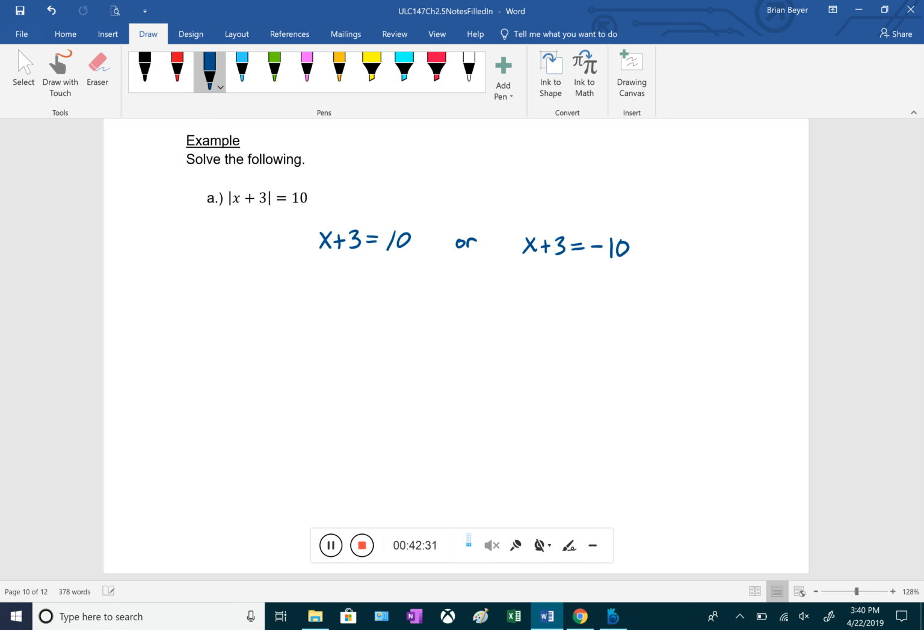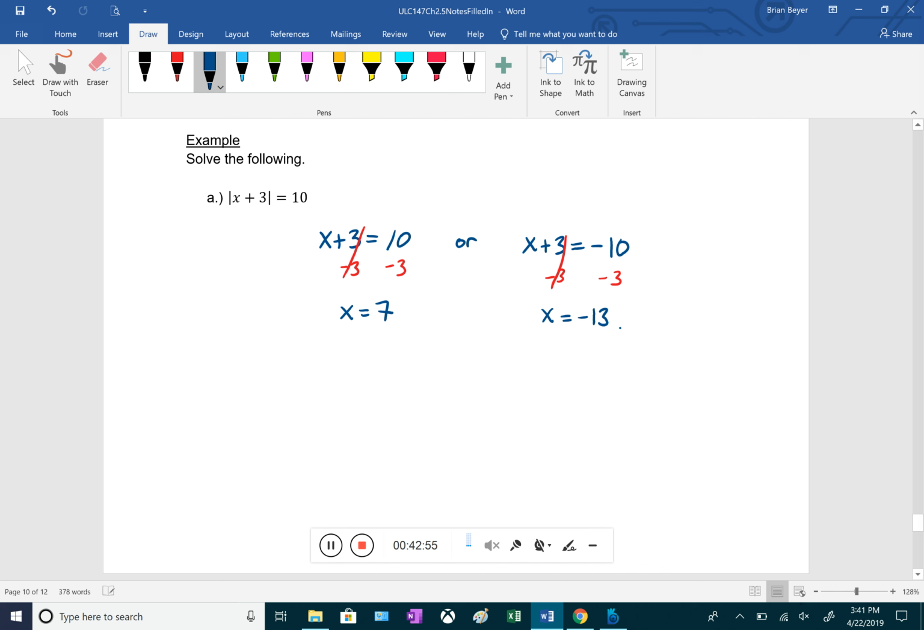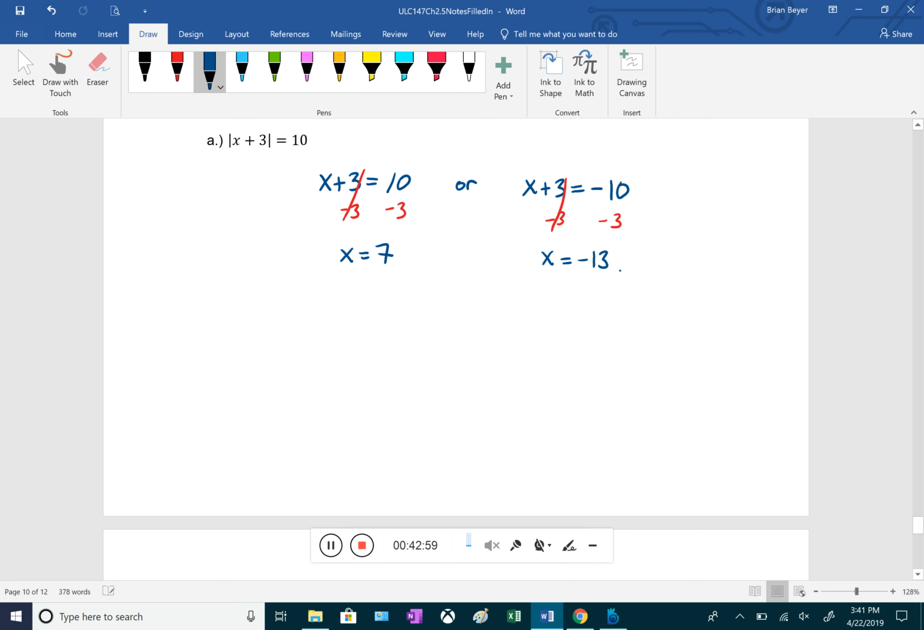So the one on the left, subtract 3, we get x equals 7. And the one on the right, we subtract 3 and get negative 10 minus 3, x equals negative 13. So let's actually check these. I'm not going to check all of them, but I'll check these ones just so we can see how this works.